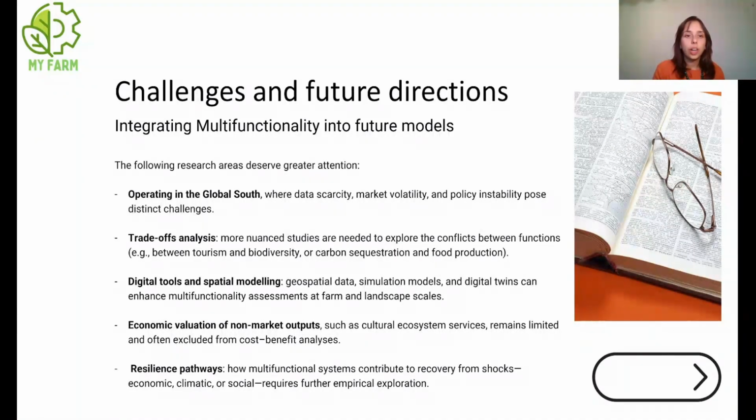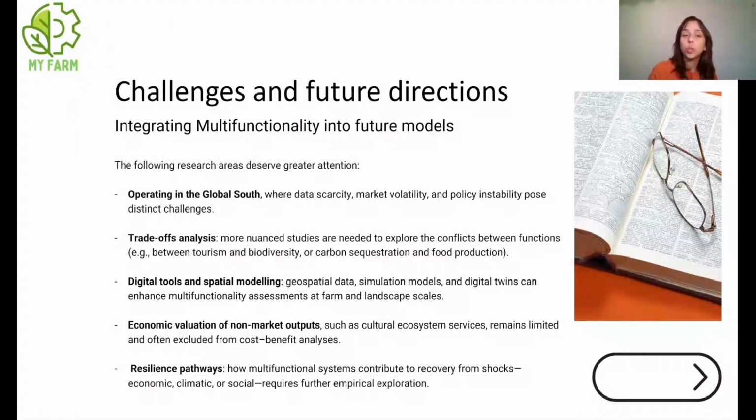The following research areas deserve greater attention. Operating in the Global South, where data scarcity, market volatility, and policy instability pose distinct challenges. Trade-offs analysis. More nuanced studies are needed to explore the conflicts between functions, for instance, between tourism and biodiversity, or carbon sequestration and food production.